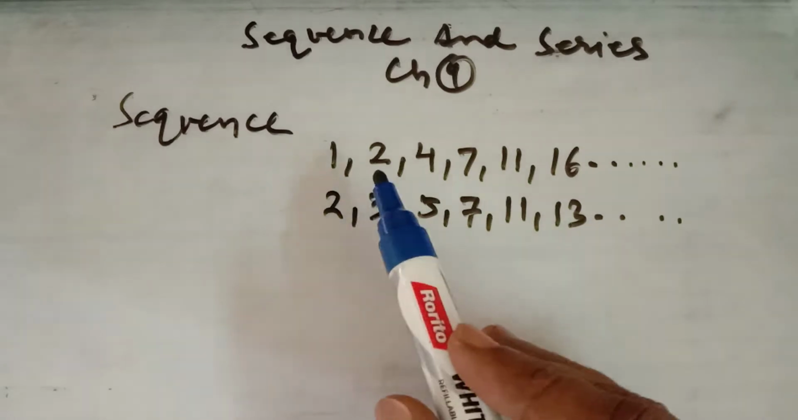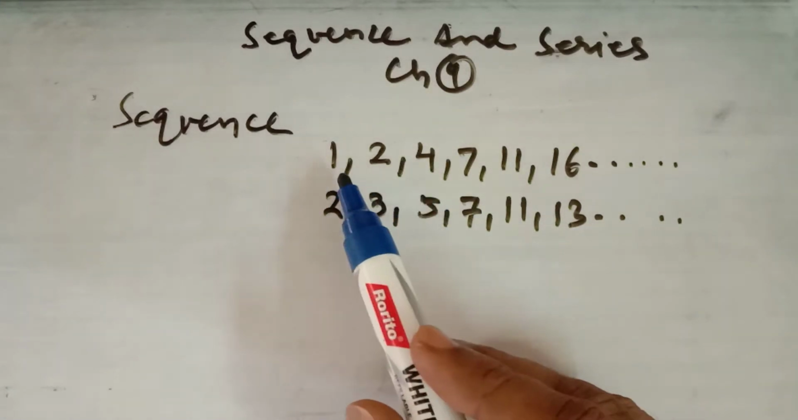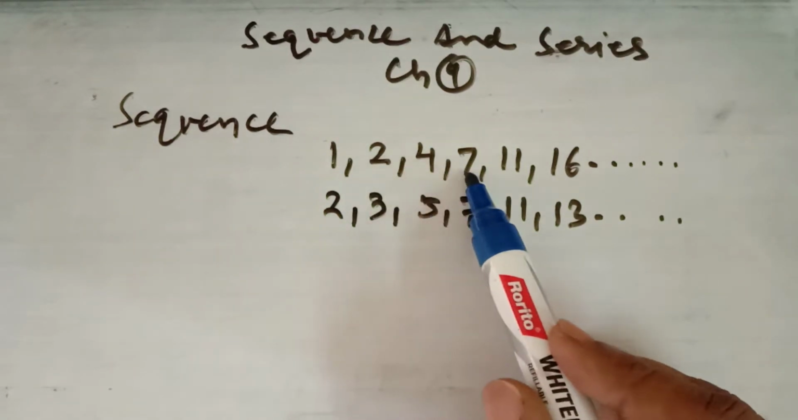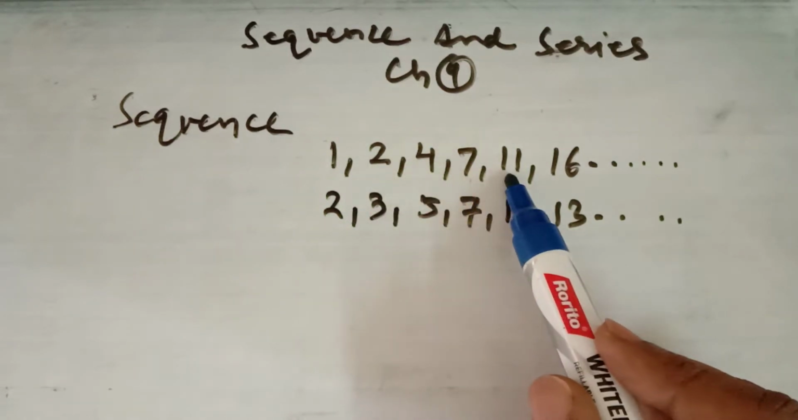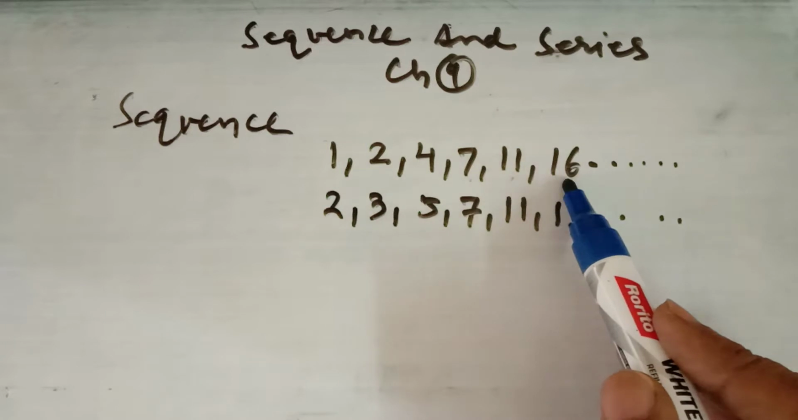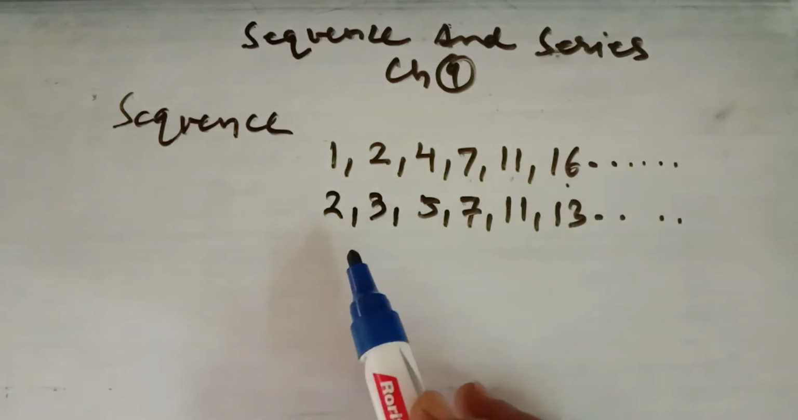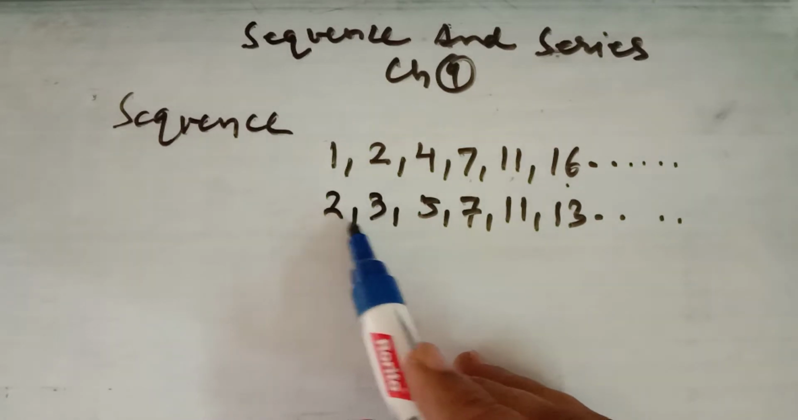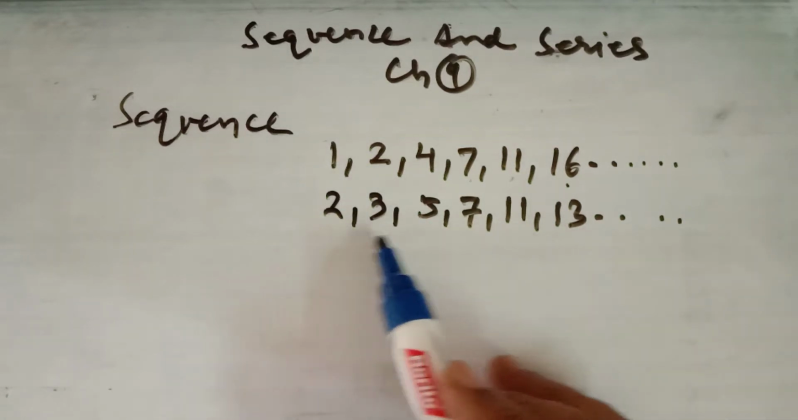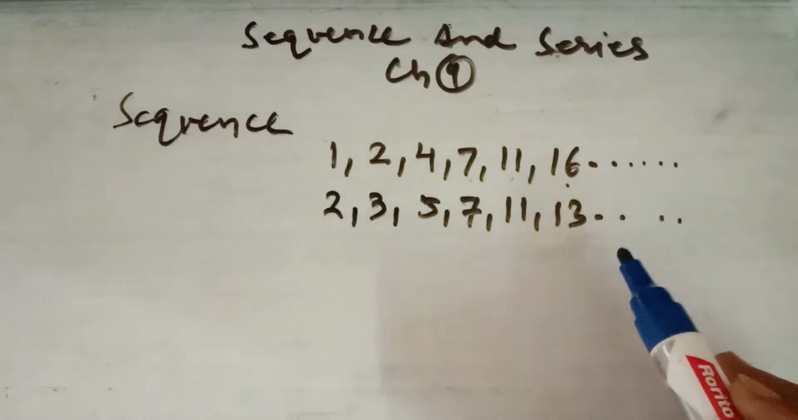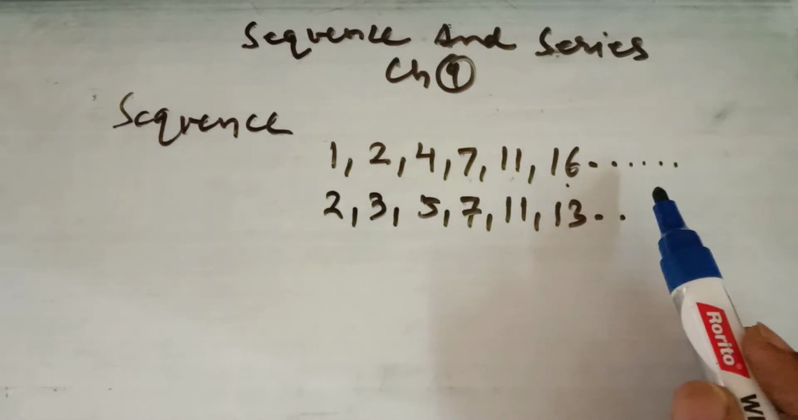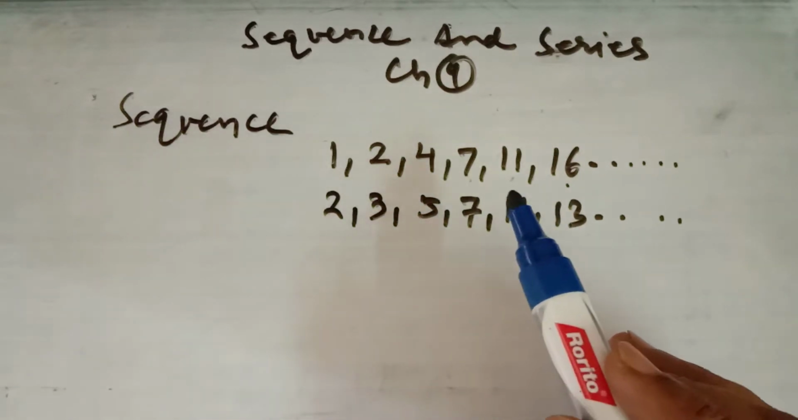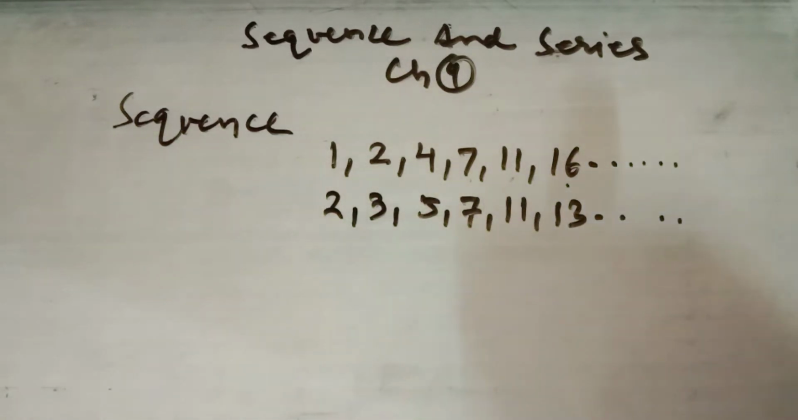What is the pattern in this? First 1 is added to this number, then 2 is added to this number, then 3 is added, then 4 is added, and then 5 is added, and so on. And in the other one, these are the prime numbers, which is a different pattern, and they are infinite. Now a sequence is the representation of some numbers in a definite pattern.